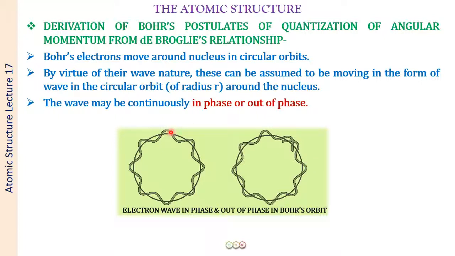Now if this is lambda, one wavelength, then it is going to be 2, 3, 4 and so on. So how many wavelengths are going to complete over here? That is going to be n lambda. Okay, I hope this is understood. Then let me move to the next slide.